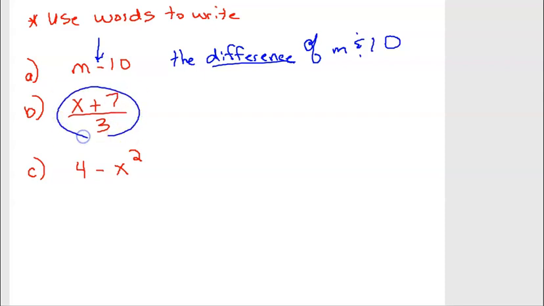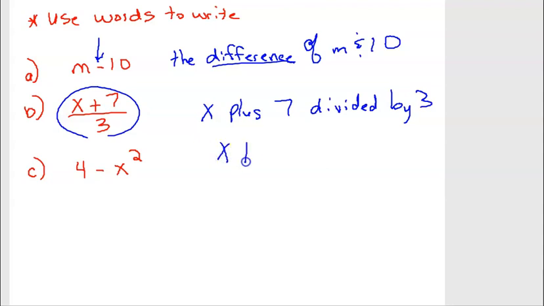Now, this one right here, sometimes students miss, because a lot of times students will say x plus 7 divided by 3. I understand what they're trying to do, but notice if you go back and read what you wrote, they're saying x plus 7 divided by 3. And what they wrote is not what they meant. So when you write the expression, go back and read it to make sure you're writing it correctly.